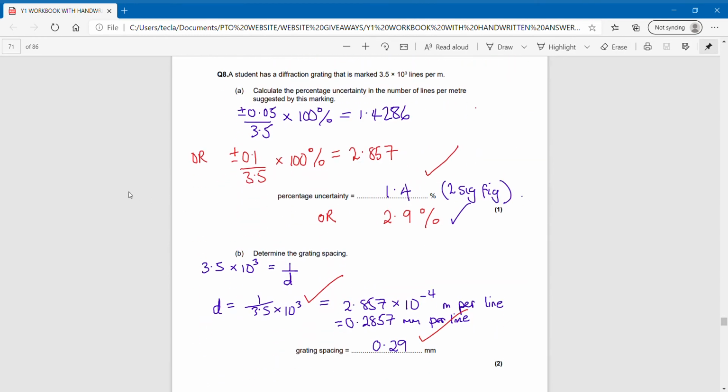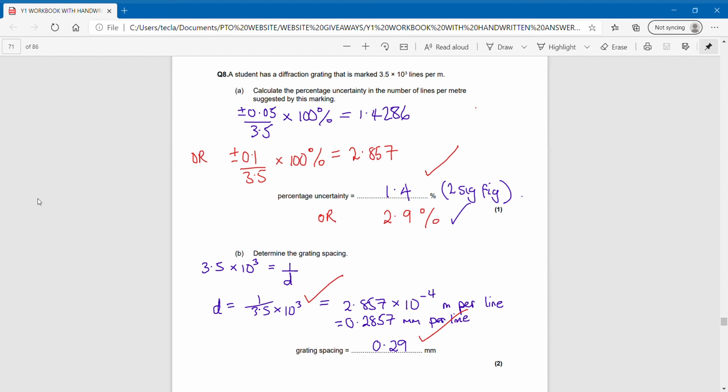On to question 8. The student has a diffraction grating that is marked 3.5 times 10 to the 3 lines per metre. Calculate the percentage uncertainty in the number of lines per metre suggested by this marking. So we've got 3.5, so that suggests an uncertainty of 0.1, or we could say that we would round it to the nearest 0.1, so therefore the uncertainty is 0.05.